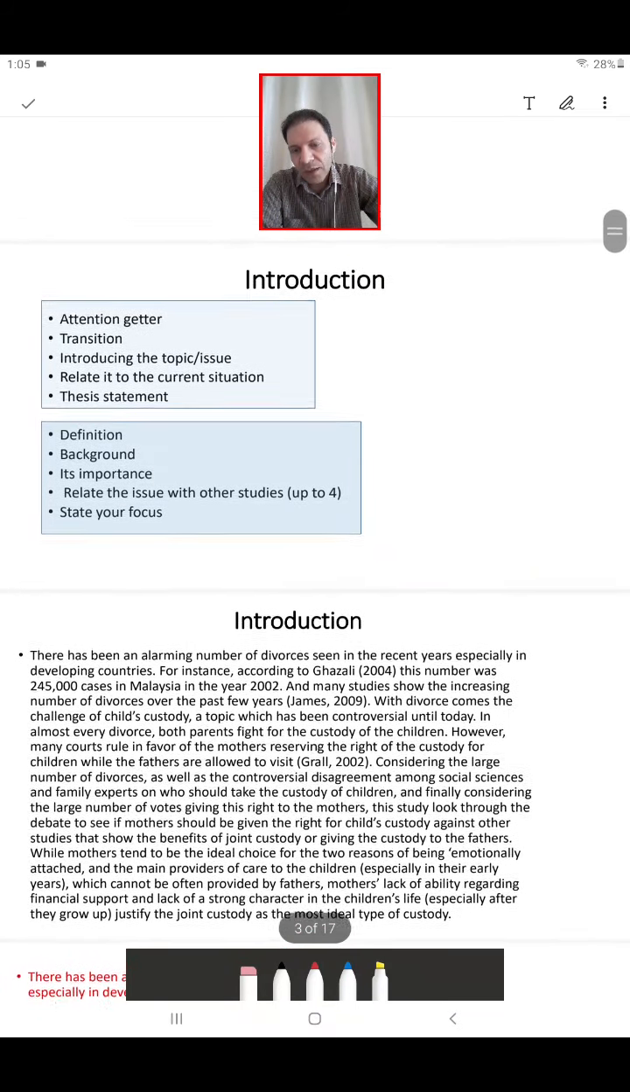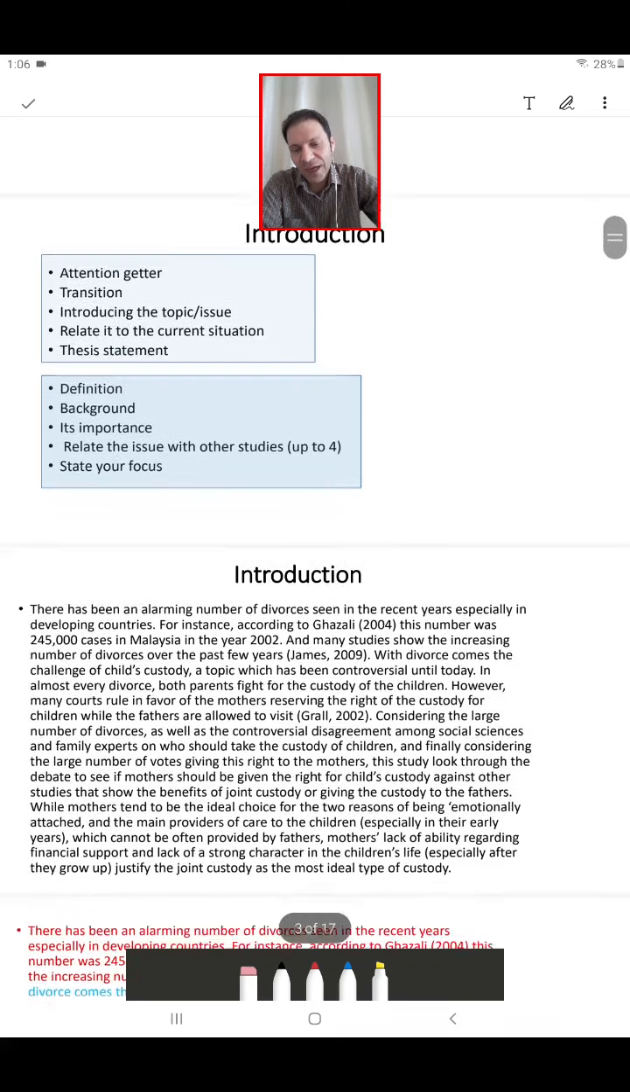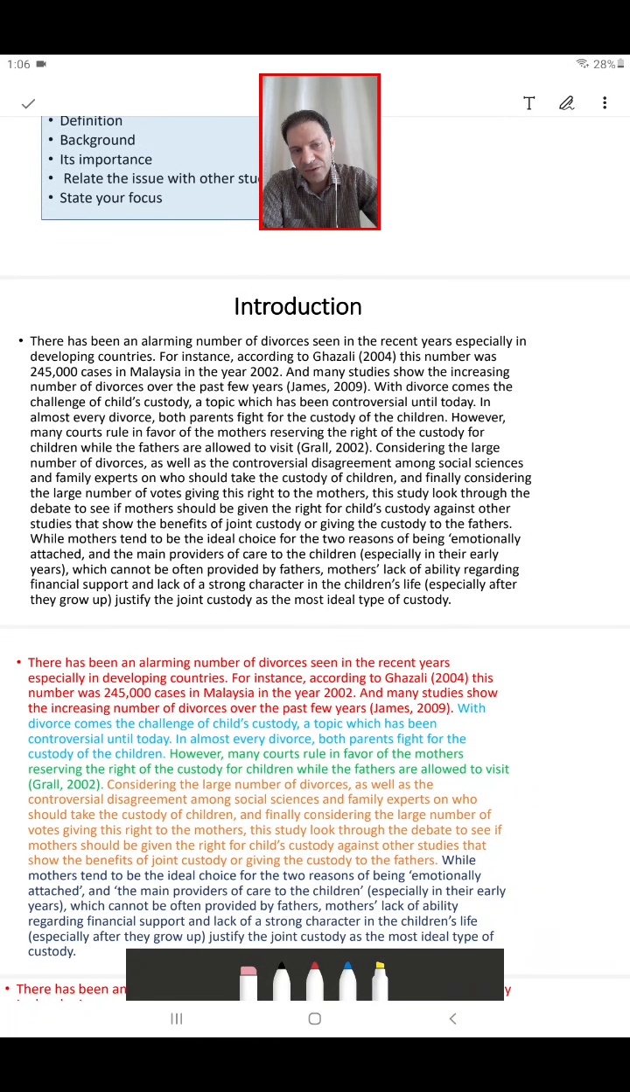Everyone, please pause the video, read this introduction, and then decide which one is the attention getter, transition, introducing the topic, etc. Now assuming that you have done it, I have used different colors here. Can you guess what each color is?